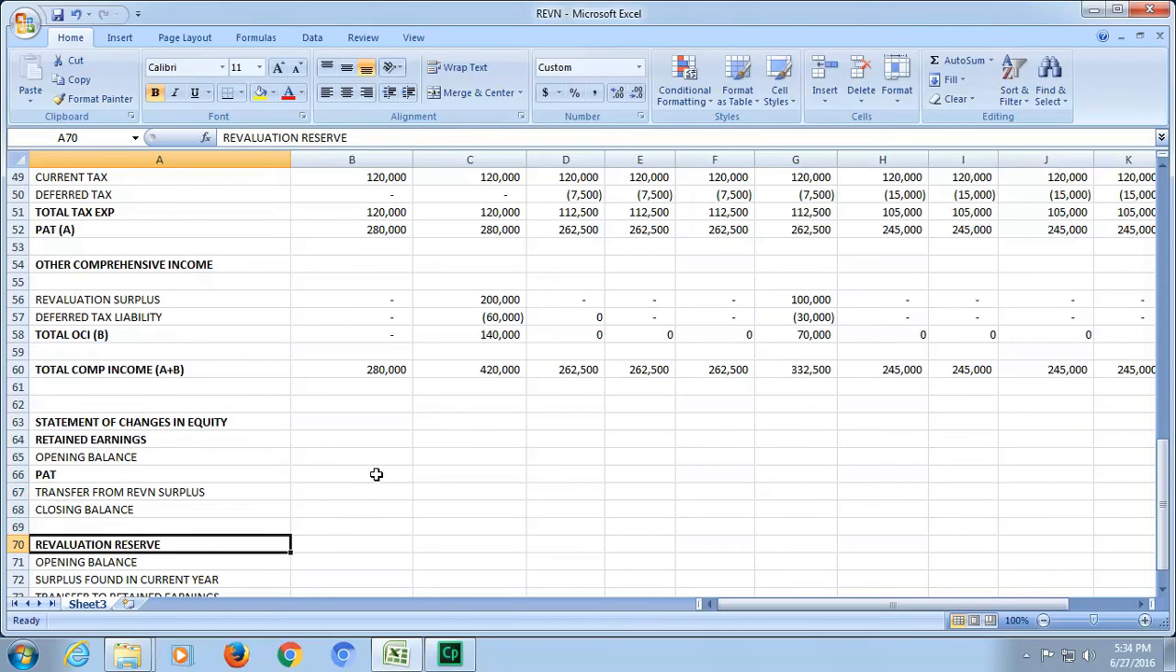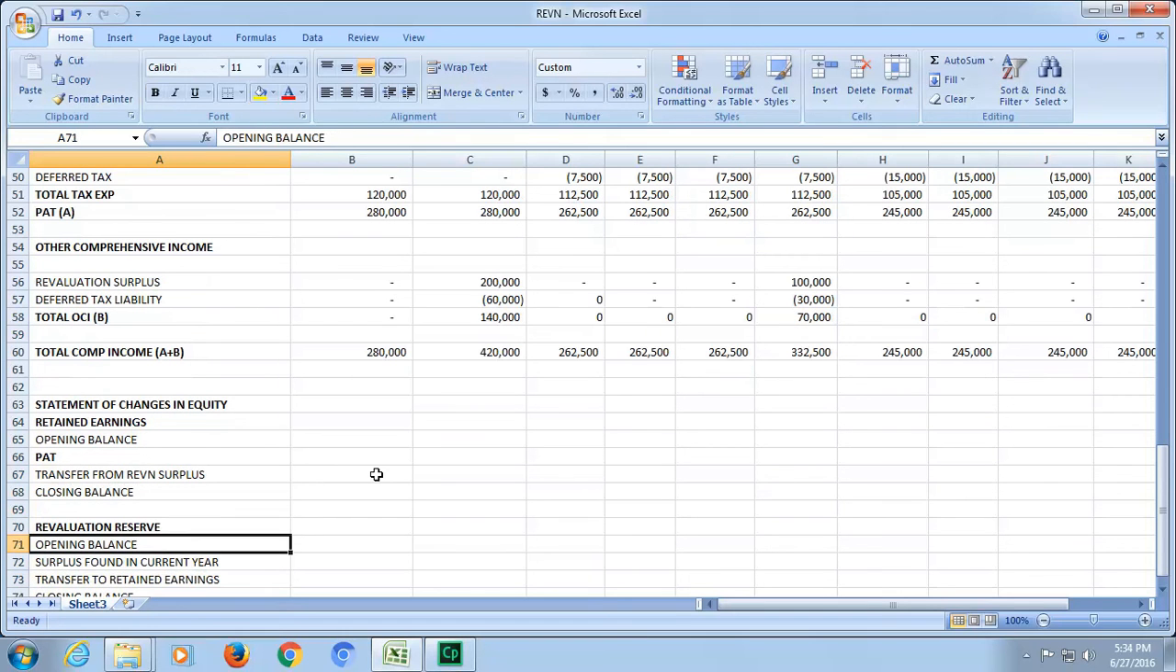Then we are taking revaluation reserve, opening balance, surplus found in the current year, transfer to retained earnings. In our earlier lectures we have discussed that every year a portion of the revaluation surplus has to be transferred to the retained earnings. The amount is equal to the excess amount of depreciation charged net of the tax impact. So some amount of revaluation surplus is transferred to retained earnings every year.